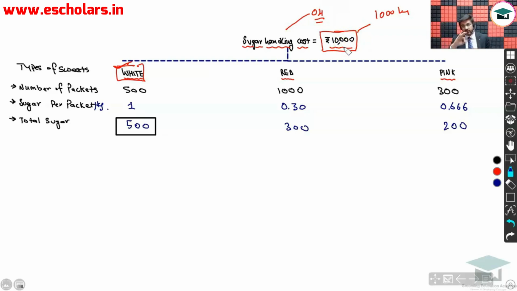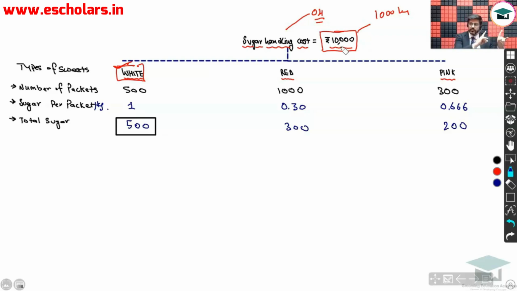Yes, sir. Now let me give you another example. Let's say you are handling zero sugar. What will be your sugar handling cost? Zero. There will be no handling cost if there is no sugar. So one thing is very crystal clear to us here, that this handling cost of sugar doesn't depend on labor hours.